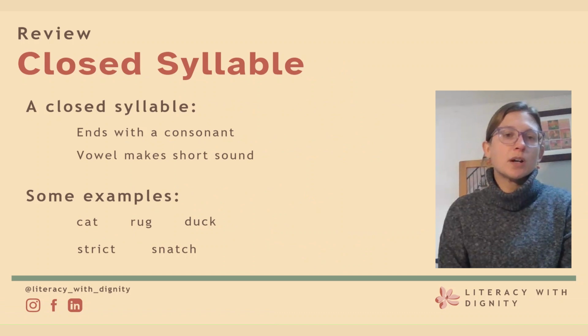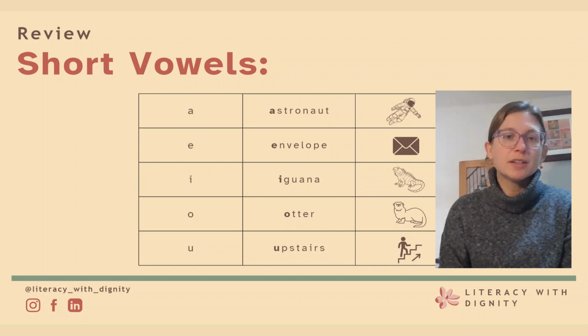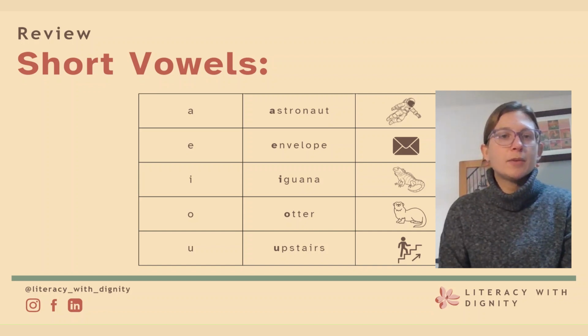A closed syllable ends with a consonant and the vowel makes a short sound. Some examples are cat, rug, duck, strict, and snatch. The short vowels, I use keywords to reinforce these. At this point, they should be pretty automatic, even if there are some weak spots, like differentiating between E and I, which is pretty common. So A would be a as in astronaut, E as in envelope, I as in iguana, O as in otter, and U as in upstairs.